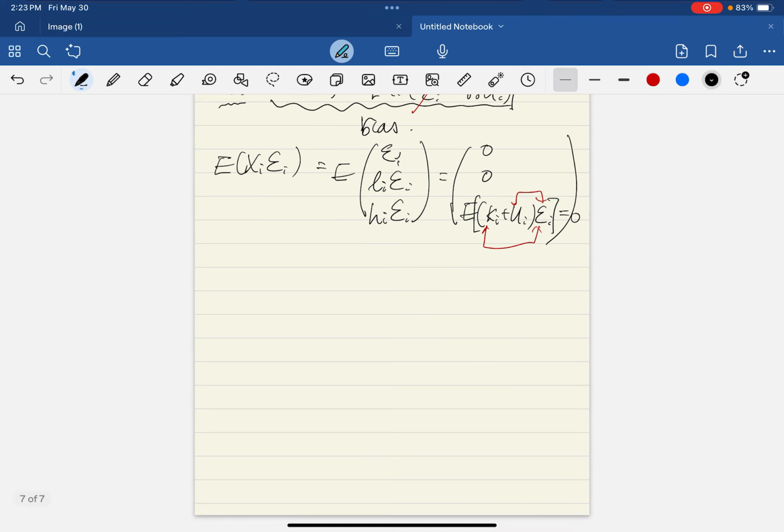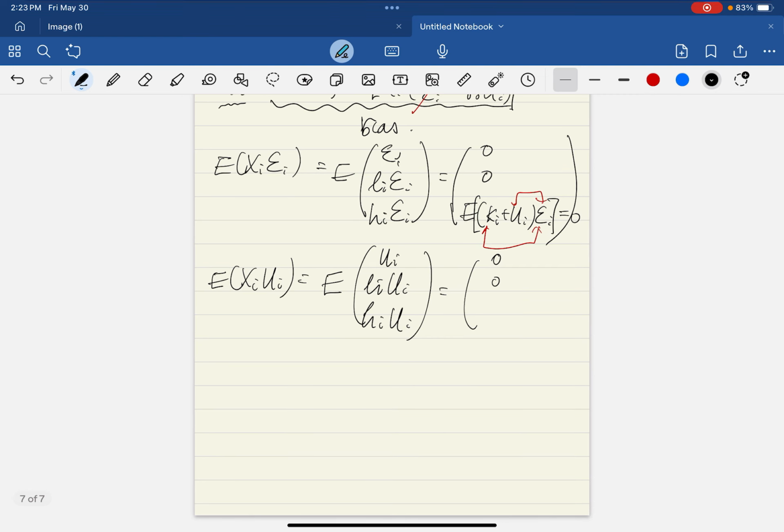The problem is coming from the expectation of x times u. That is also the expectation of u, the expectation of l_i u_i, and h_i u_i. The first two terms are 0. U is just a measurement error, which has mean 0, and measurement error for capital has nothing to do with labor input. The problem is the last one.